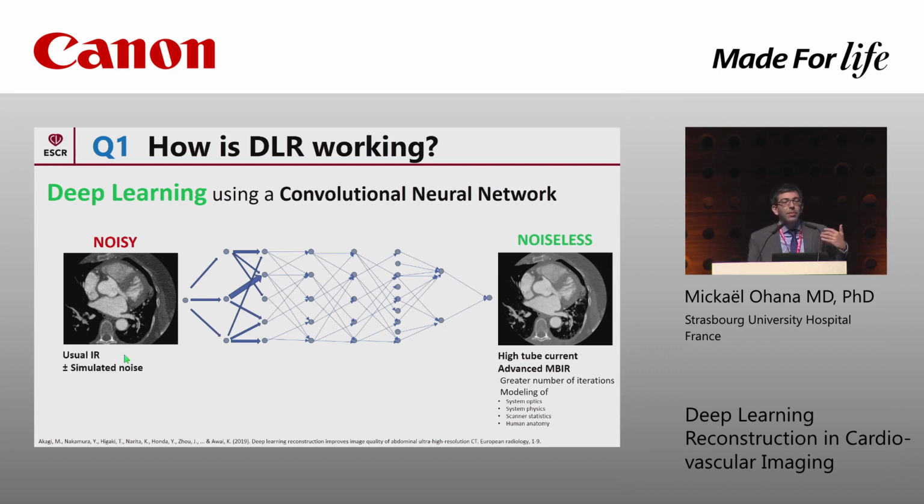These are the images reconstructed with the usual iterative reconstruction algorithm, to which you can add simulated noise to simulate different levels of radiation. Which means that for a patient who was acquired with very high tube current and reconstructed with advanced MBIR, we have different levels of noisy images. So one examination, one patient, will give us multiple pairs of images to train the network.